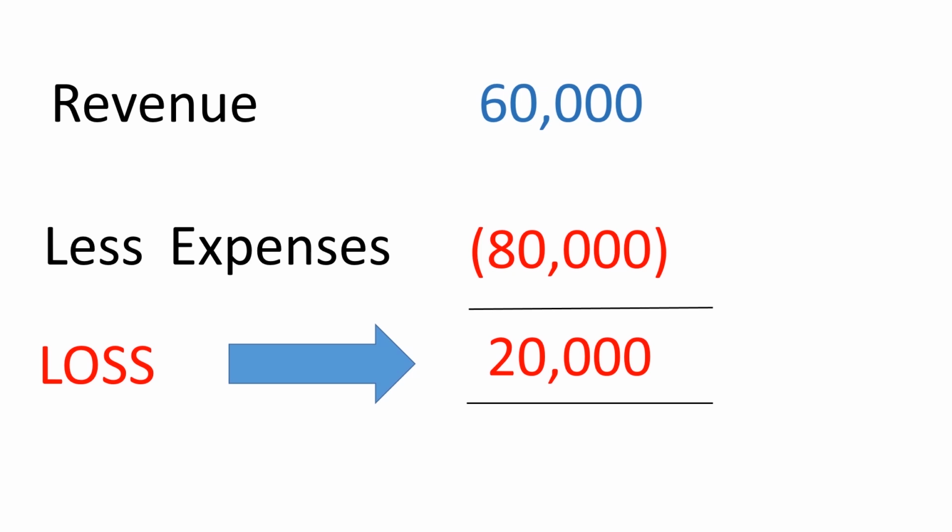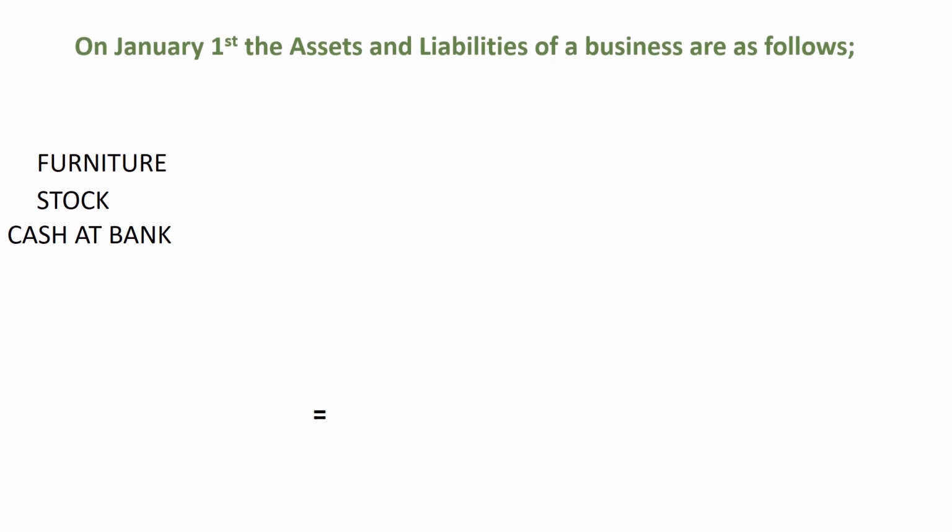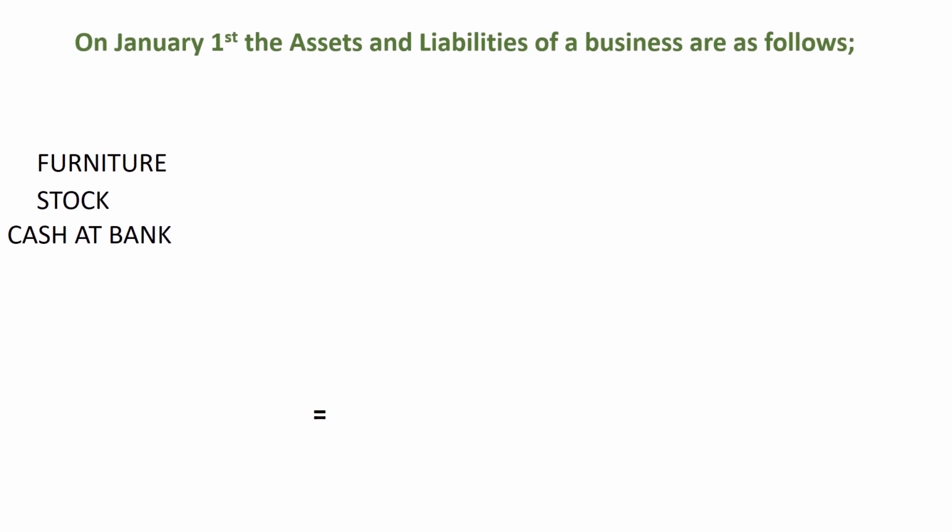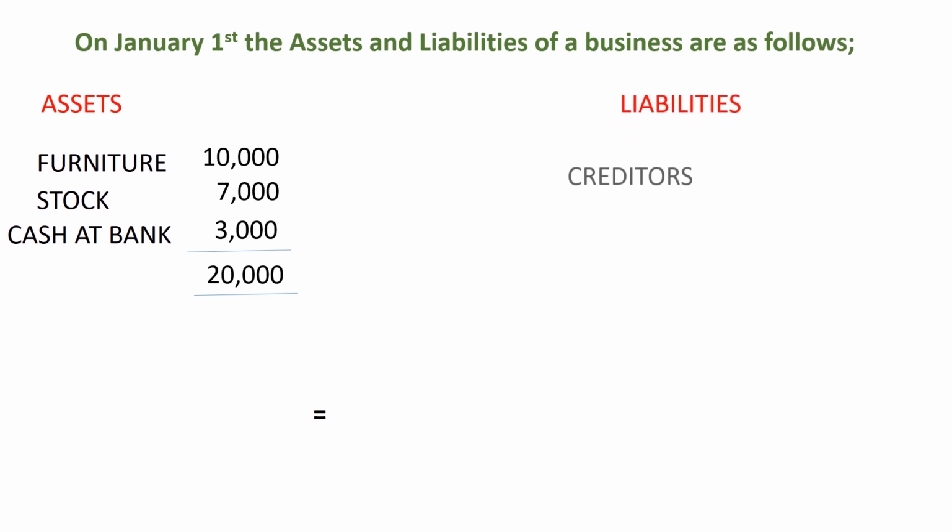Let's take an example. Let's look at this transaction on January 1st. The assets and liabilities of a business are on the asset side, let's say furniture is worth 10,000, stock is worth 7,000, then the cash at bank is worth 3,000, and so right there we have our total assets totaling 20,000. Then we get to our liabilities. In our liabilities, we have creditors of 2,000, and so our total liabilities are 2,000.